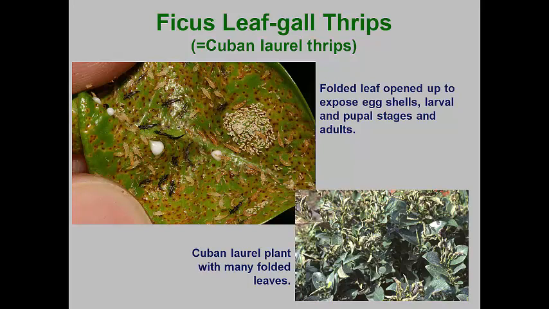Heavy infestations can completely distort most of the leaves of Cuban laurel hedges. While this rarely kills the host plants, the damage is aesthetically displeasing.